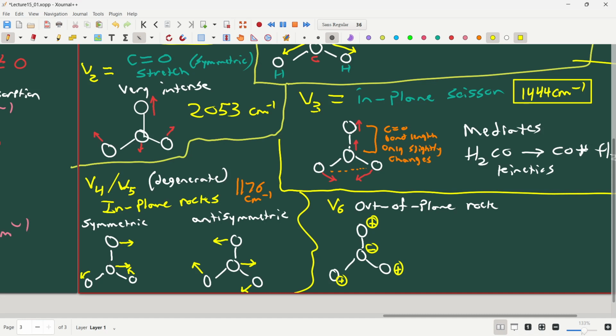You're kind of moving the atoms in the same direction, but now they're in a perpendicular plane. This plane is different than the perpendicular plane. They have different geometry, so you get different energies. But very, very similar. This is at 1165 wave numbers.